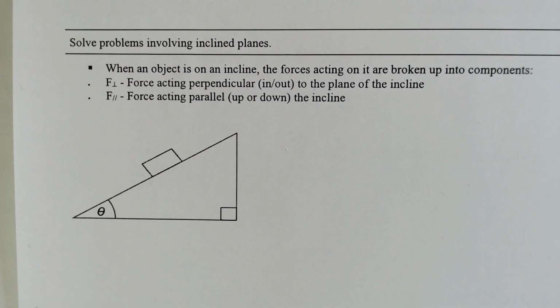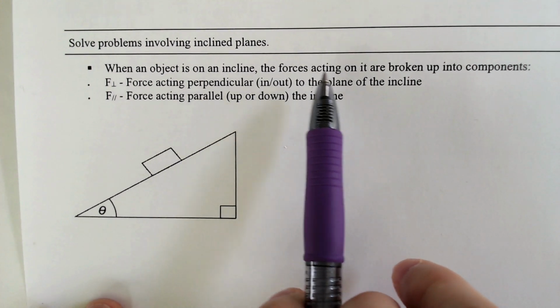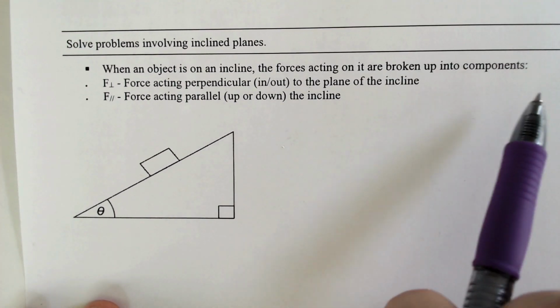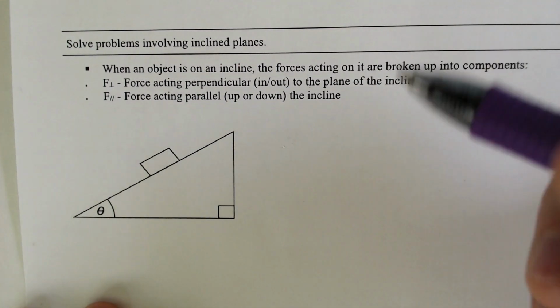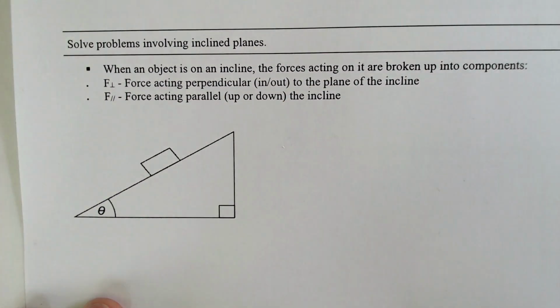Today we are going to be doing free body diagrams for AP Physics 1, and it's just the introduction on where all of these things go. We're going to have examples in the next video, okay? So when an object is on an incline, the forces acting upon it are broken into different components. You are going to have your parallel and perpendicular force, okay?